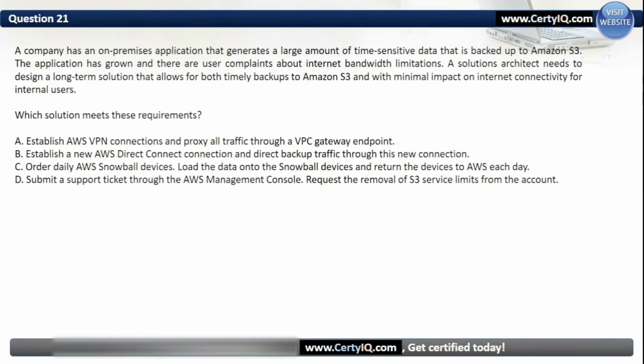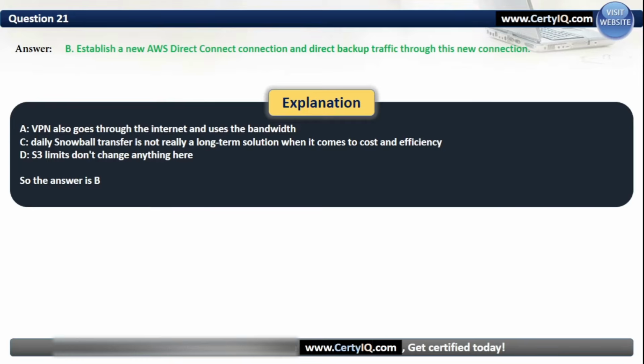The correct option is B. Establish a new AWS Direct Connect connection and direct backup traffic through this new connection. About the options: A. VPN also goes through the internet and uses the bandwidth. C. Daily Snowball transfer is not a really long-term solution when it comes to cost and efficiency. About D. S3 limits don't change anything here. Therefore, the correct option is B.